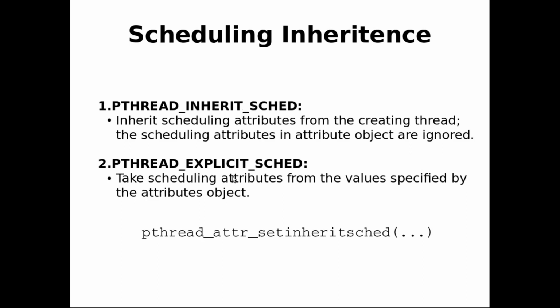But if we change this attribute to explicit scheduling, then the newly created thread will use the scheduling attribute values specified in the attribute object. It will not inherit from the parent thread, but will use the values that are specified in the attribute object. And how do we change this attribute value? By using the set inherit sched function.